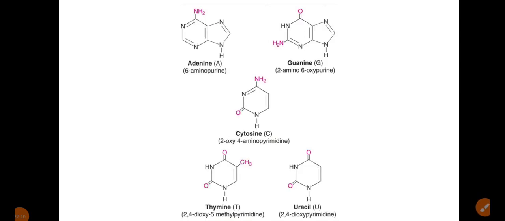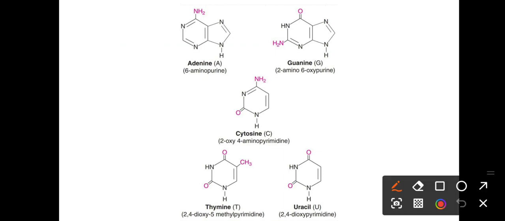In cytosine, at the fourth position, there is an amino group. In pyrimidine, we have seen that the numbering starts from the NH group: 1, 2, 3, 4. So it is 2-oxo, 4-amino. That's why our answer is cytosine. So these structures, all the purine and pyrimidine bases, are very important.